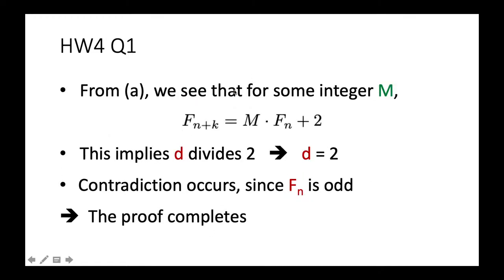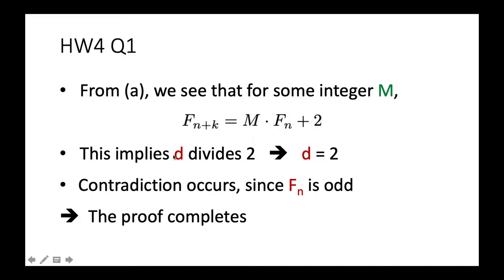Now from the result of part A, we see that f of n plus k is equal to the product of f of 0 up to f of n plus k minus 1, right? And then plus 2. So in particular, this will be some integer multiplied with f of n and then plus 2.